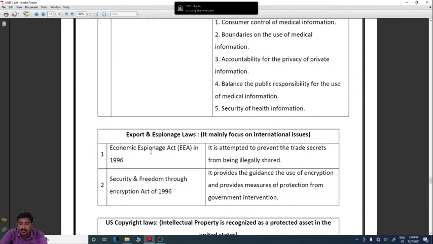The next one is international issues, called Export and Espionage Law. That is the Economic Espionage Act, called EEA, of 1996. It mainly focuses on preventing trade secrets from being illegally shared, so it monitors those activities.